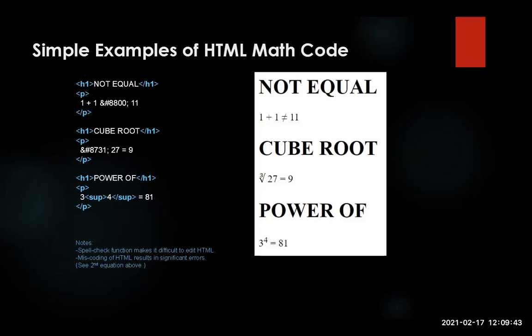Notice that the cube root of 27 equals 9 is not correct. That formula should have read the cube root of 27 is not equal to 9. So it is easy to miscode and therefore misrepresent formulas. When using the HTML function in a learning management system, you need to turn off the spell checker, which would pick up errors in the code as it thinks it's misspelling.